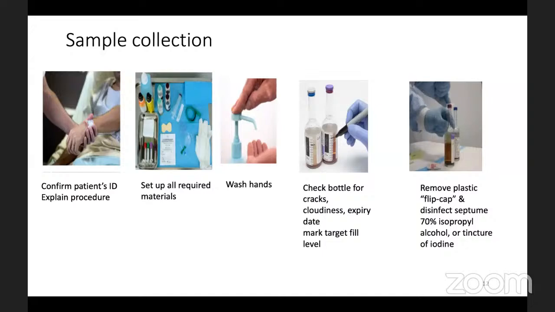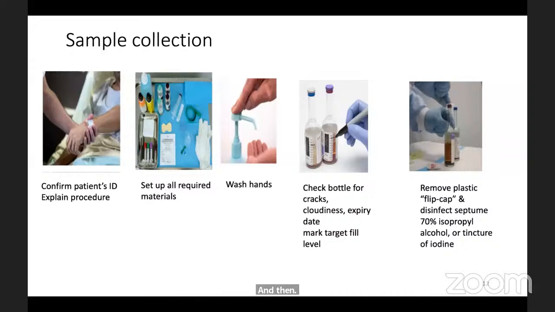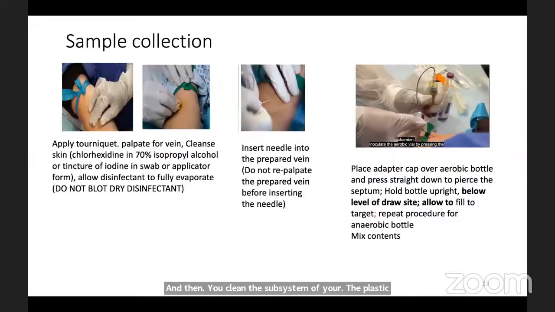And very importantly, you see that when you pick the Bactec bottle, there are graduations on the side. There are marks on the side. Now the vacuum in the Bactec container can take so much more than is required for the sampling. So it is ideal that you mark the fill mark where you want to fill your blood to. You mark it with a marker on the bottle, and then you clean the septum of the plastic part on top of the bottle. And then you go ahead with your phlebotomy skills.